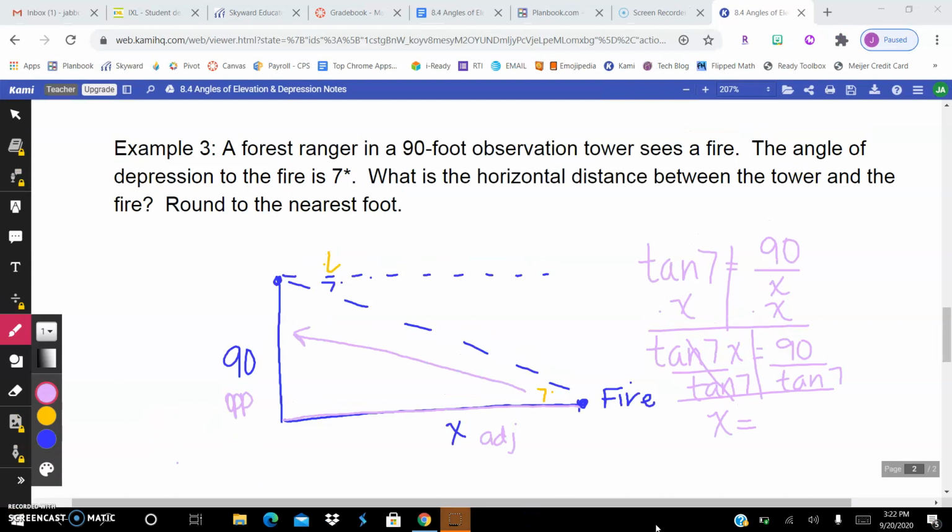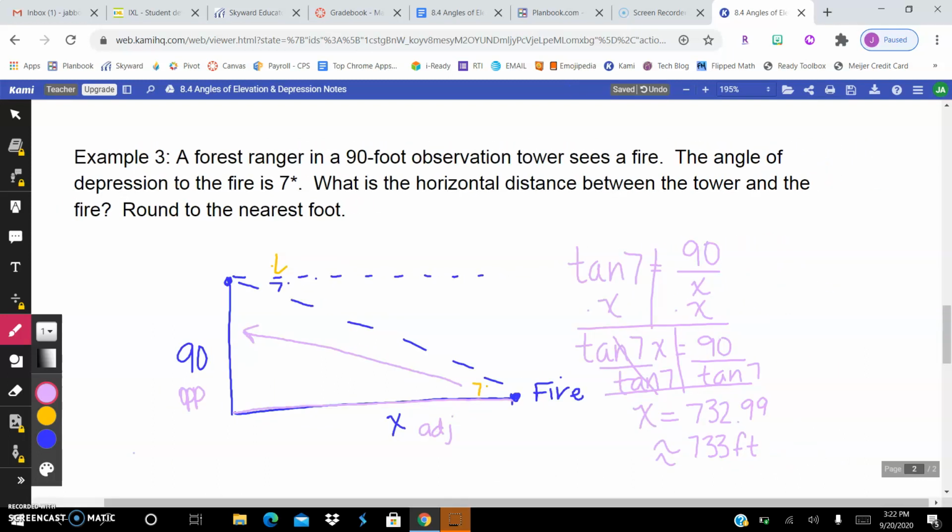90 divided by the tangent of 7 is 732.99. So therefore, it says round to the nearest foot, so that's approximately 733 feet. Now, if you figured out the tangent of 7 beforehand, you would have gotten 0.12. So you would have done 90 divided by 0.12, and you would have gotten an answer of about 750. So they're close, but they're not the exact same. So it depends on if you figure out the tangent of 7 beforehand or after.